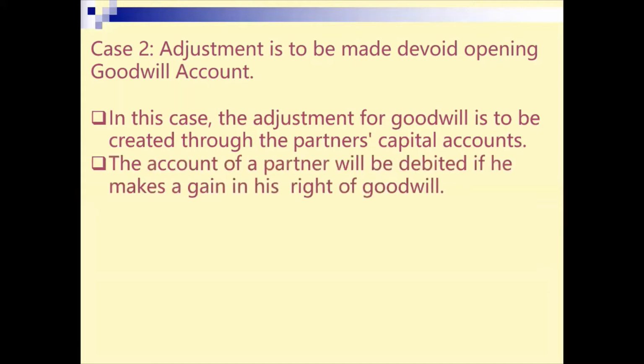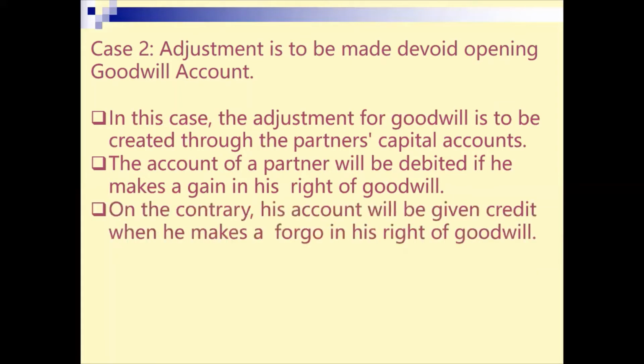The account of a partner will be debited if the partner makes a gain in his right of goodwill. And the account of a partner will be credited if the partner forgoes his right of goodwill.